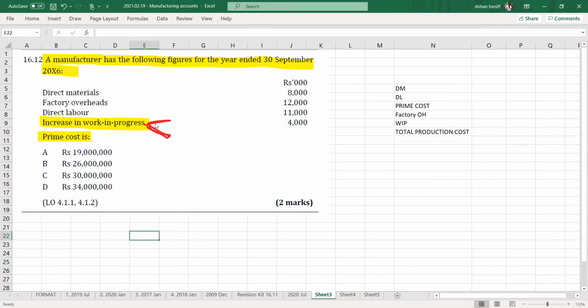If they adjust this to the prime cost, then the prime cost will change. If the work in progress is adjusted to the prime cost, then this adjustment is done before the prime cost. If they have not mentioned, this work in progress will be adjusted to the production overhead, total production cost.